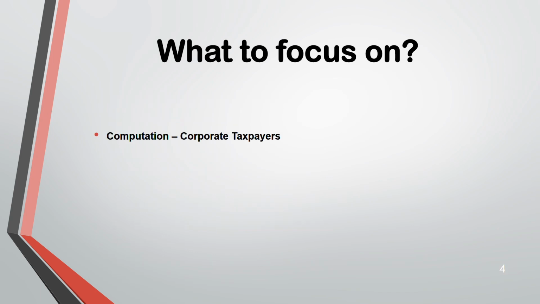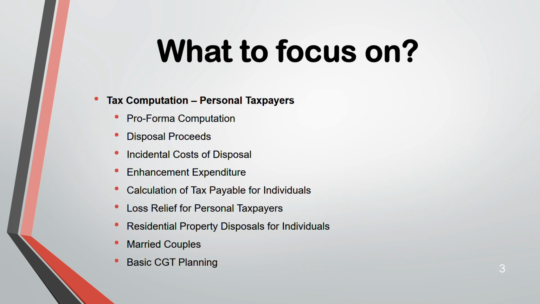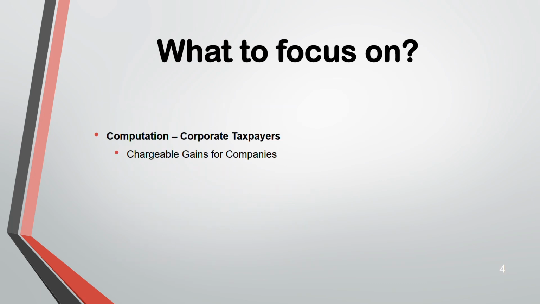So CGT means capital gain tax. Whenever I say CGT, it is capital gain tax only I'm referring to. So this computation is for corporate taxpayers. See, the previous computation was for personal. Now corporate: chargeable gain for companies. Of course, companies itself is a big lecture. Companies pay corporation tax. So when we go through companies, there we are going to study in detail. But here just one line. How CGT is calculated for companies will be covered in this lecture.